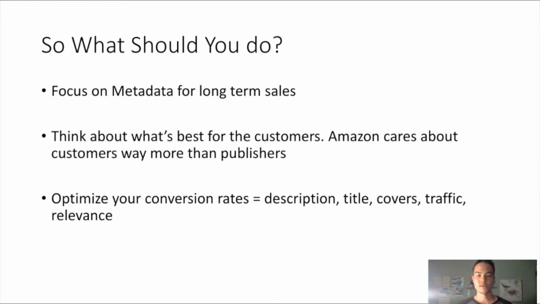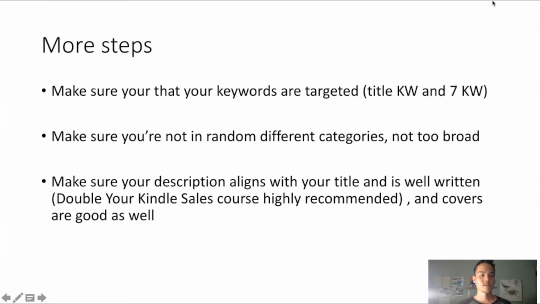And that also goes to the relevance factor. So make sure that your keywords are targeted. I explained this already: the title keywords and 7 keyword section, make sure it's all relevant, it's all connected, it's all within the same topic. Make sure you're not in random different categories, not too broad. So if you have a ketogenic diet book, there's no sense putting your categories in computer programming or self-help. It doesn't make sense, and it affects your metadata ranking as well.